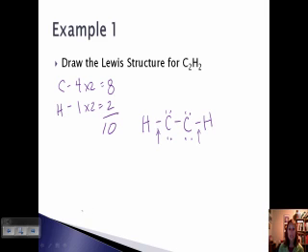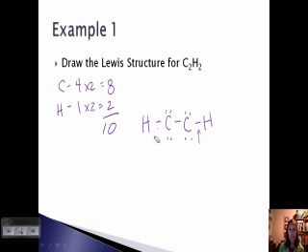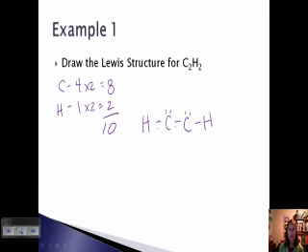I have too many. So what that means I'm going to need to do then is share more than one pair. So what I'm going to do is take this pair, take this pair and this pair, and instead of them being separate, I'm going to make carbon share another pair. So I'm going to put a double bond right there. Now let's count. We have 2, 4, 6, 8, 10, 12. Still too many. So I need my eraser again.